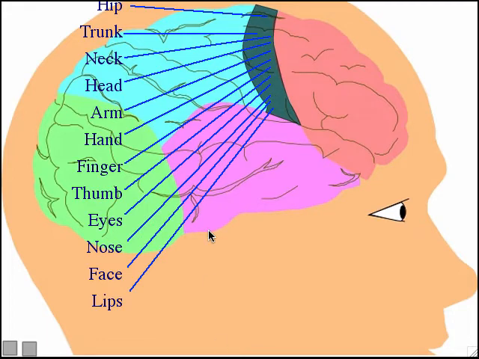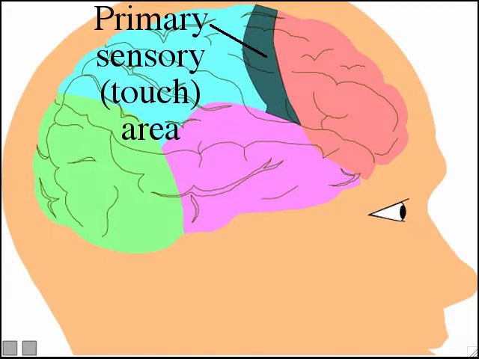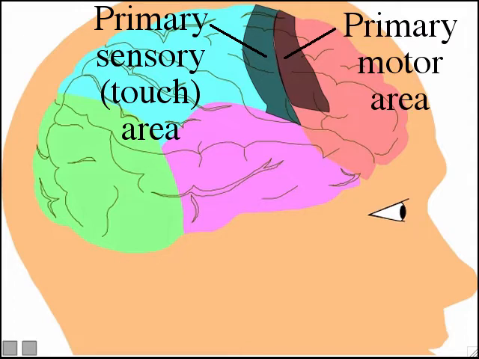Okay, but like I said, I'm not going to quiz you on exactly where these are located. You don't have to know that the hip comes before the trunk and the trunk comes before the neck, but I do want you to know that they've actually localized within the primary sensory area the exact locations where the touch signals from the various body parts arrive. Right next to the primary sensory area is a different area that's called the primary motor area.